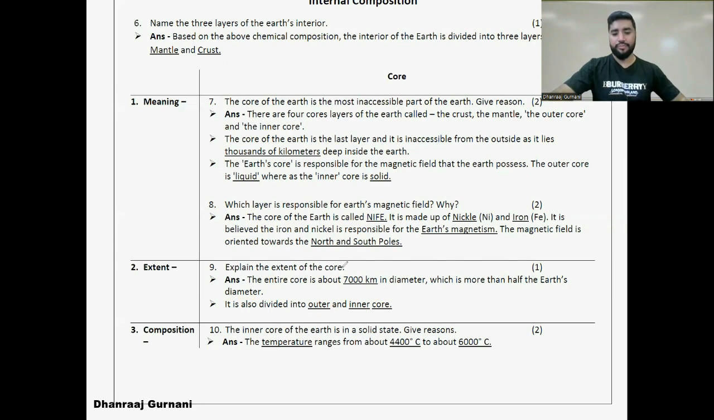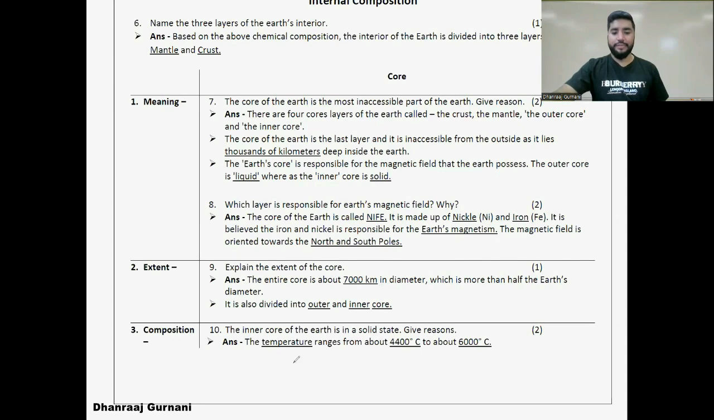Composition. Question number 10 is a give reason, very important. The inner core of the Earth is in solid state. Give reasons. And you've already done that. The inner core is in solid state, whereas the outer core is in liquid state.